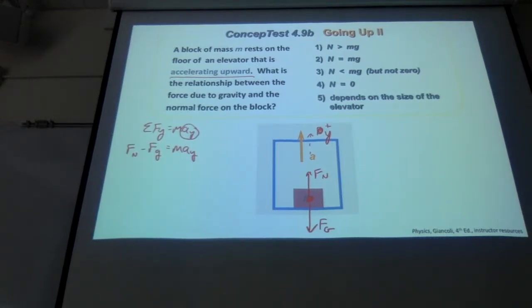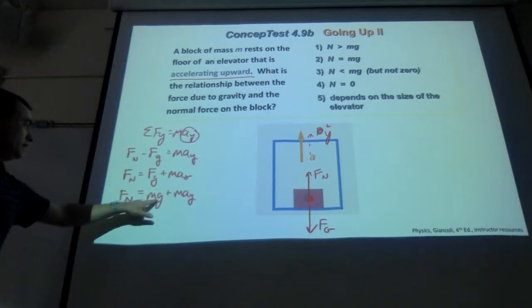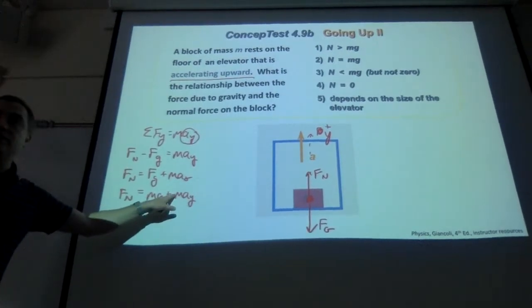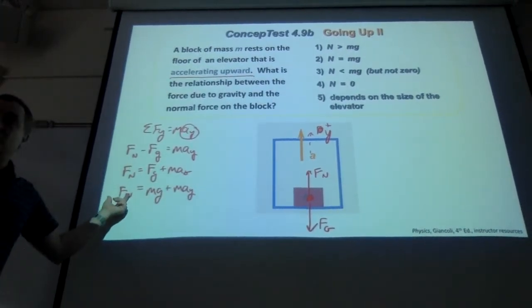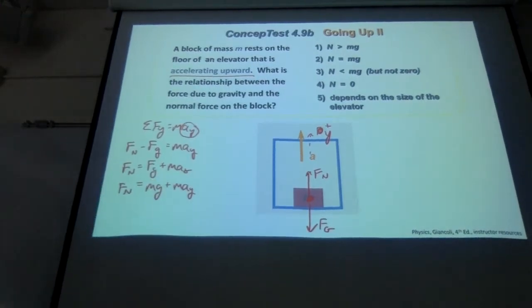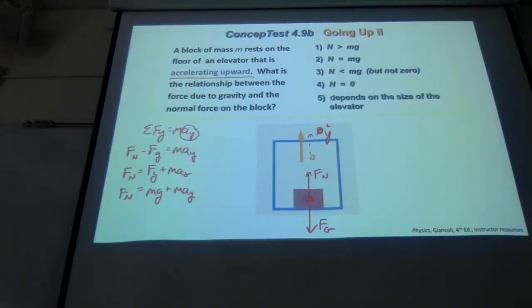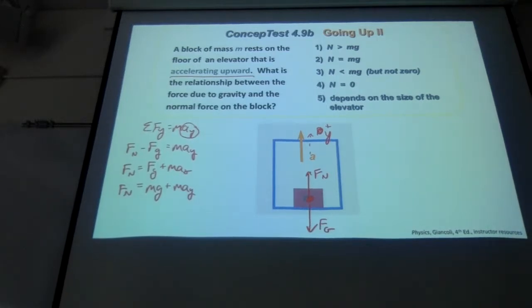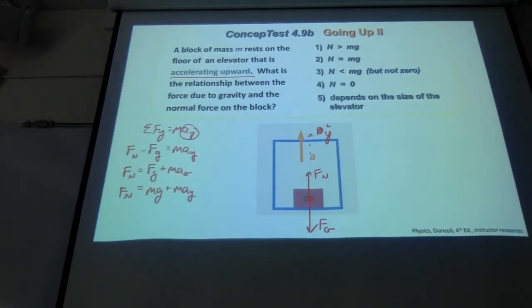Now if I solve for the normal force, we've got normal force equals Fg plus m a_y, which is the same thing as mg plus m a_y. mg is your weight. Notice something is being added to it. The normal force, the support force, is now more than your weight. The bathroom scale reading the normal force is going to be a little higher. You feel a little bit heavier, okay?